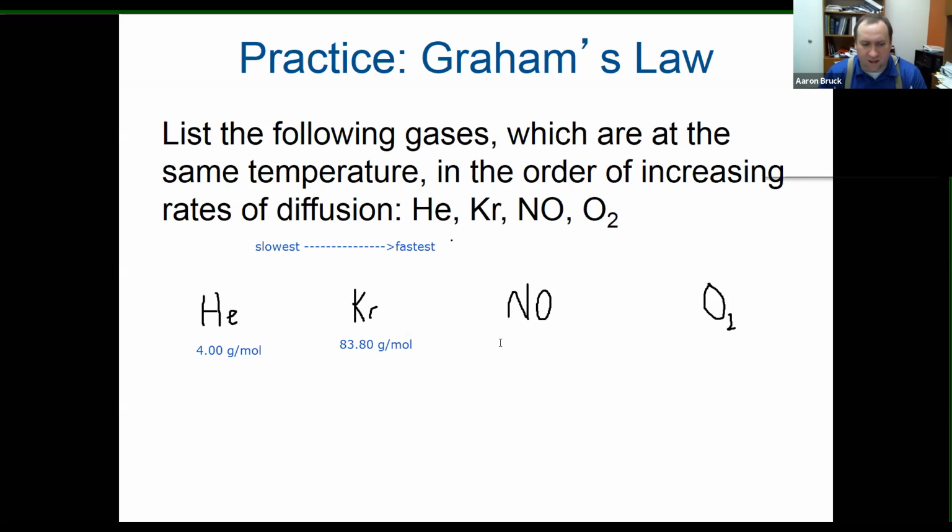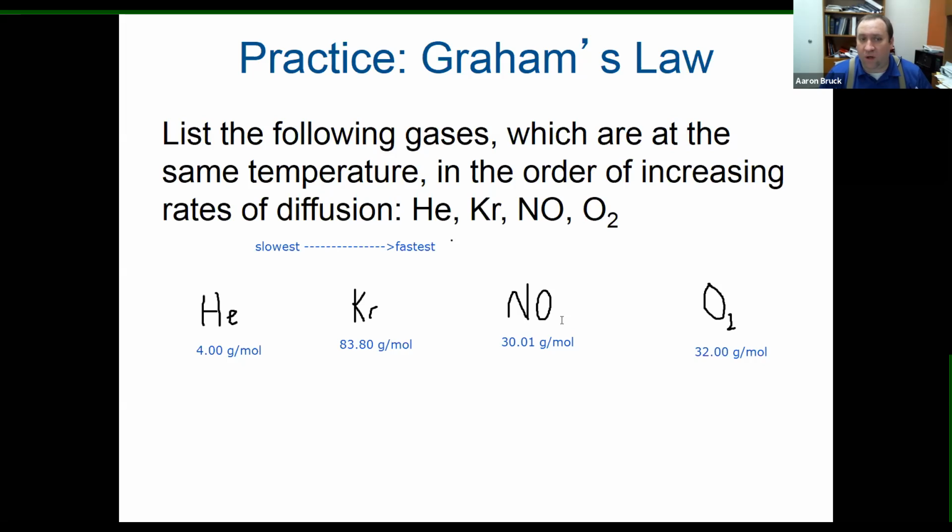Nitrogen monoxide, I need nitrogen plus oxygen. So nitrogen is 14.01, oxygen is 16, so this would be 30.01 grams per mole. And then finally oxygen. Oxygen is 16 for each oxygen atom. There are two, 2 times 16, 32.00 grams per mole. So those are my four gases.